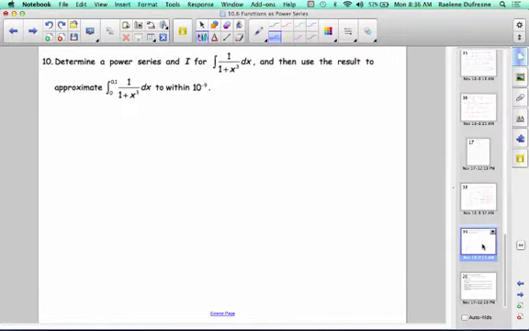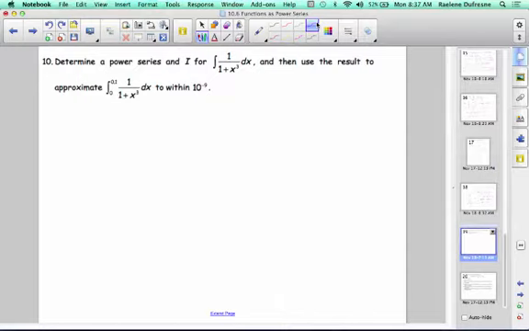In number 10, determine a power series for the integral of 1 over 1 plus x cubed dx, and determine the interval of convergence, and then use the result to approximate the definite integral of the same function from 0 to 0.1 to within 10 to the negative 9. Well, we are now starting to see one of the applications of power series. We cannot integrate 1 over 1 plus x cubed using substitution, integration by parts, partial fraction decomposition, trig substitution, etc. But what we can do is represent 1 over 1 plus x cubed by its power series on its interval of convergence. And then we can integrate the power series.